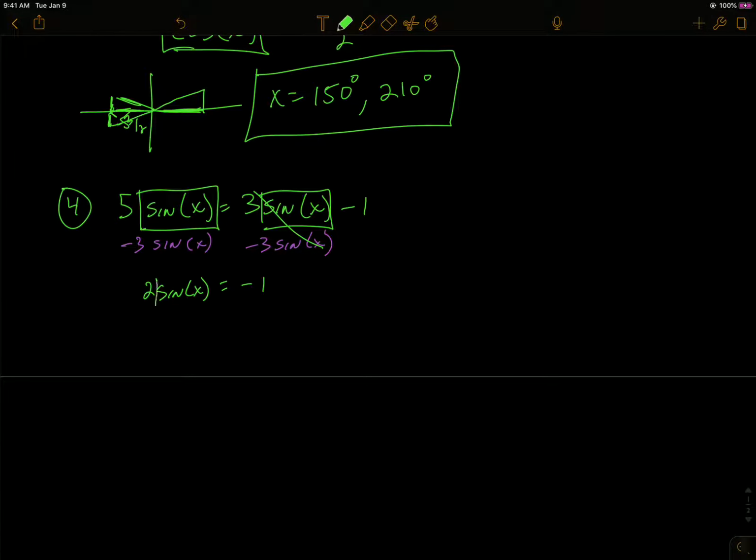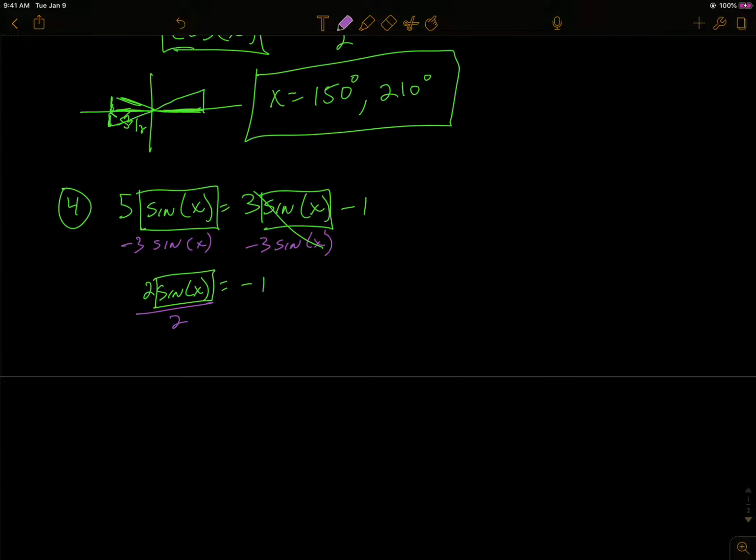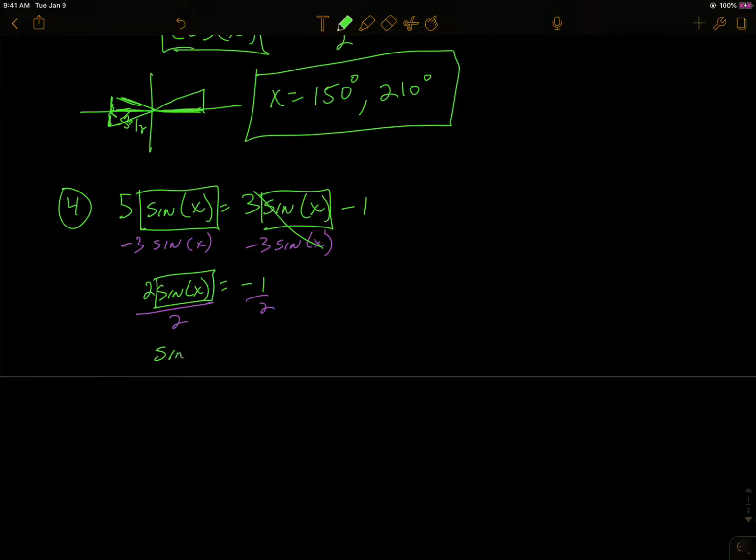So I want to get sine x by itself. So I'm going to divide by 2 on both sides. And I'll get sine of x equals negative 1/2 because those are equal to 1, so they cancel. So I'm looking for an angle whose sine value is negative 1/2. Sine value of 1/2, 1/2 is the small number and sine is the y. So again, we're dealing with this 30-degree reference angle because that's got the sine value of 1/2.